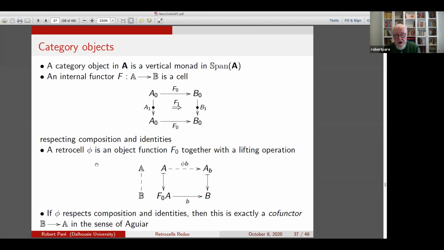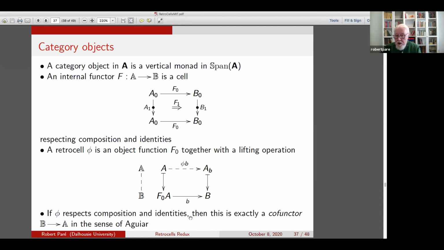Okay, so a retrocell, on the other hand, is going to give you an object function. Okay, you have an object function F0 here, but now the F1 is going in the opposite direction. So for each A, I have F of A, and then for each morphism from F of A into B, I can lift it to something. It doesn't make sense to say that it projects down to B, but it makes sense to say that the codomain projects down to B.